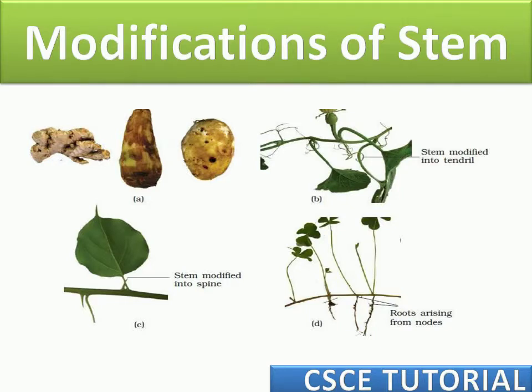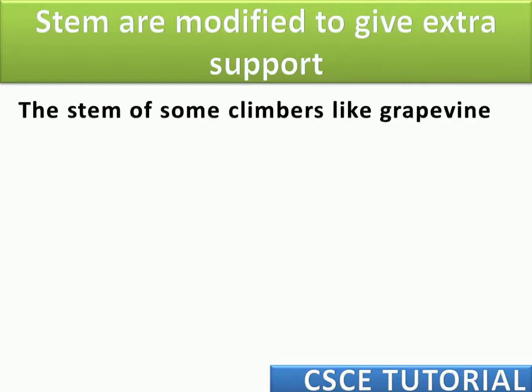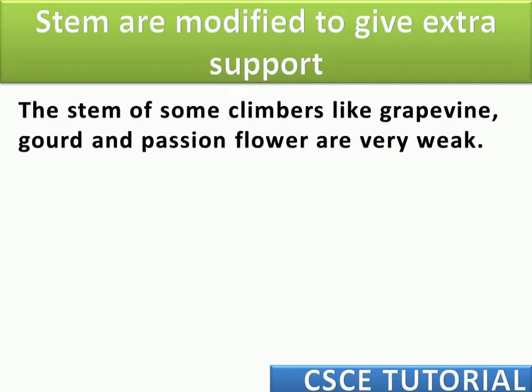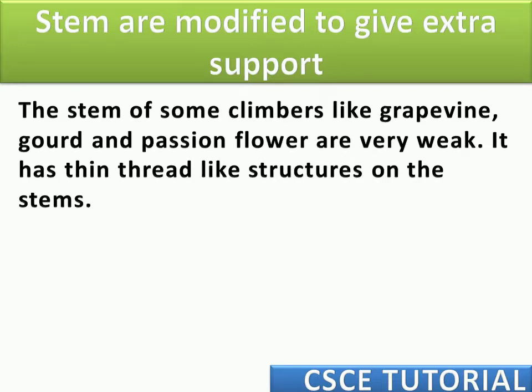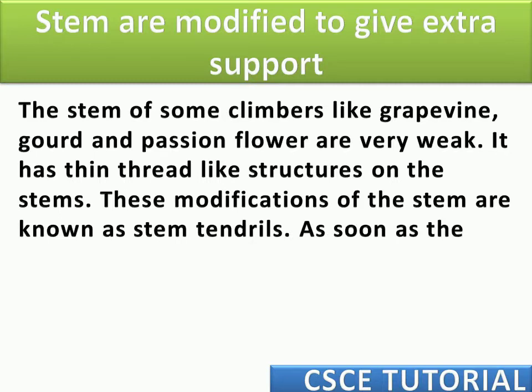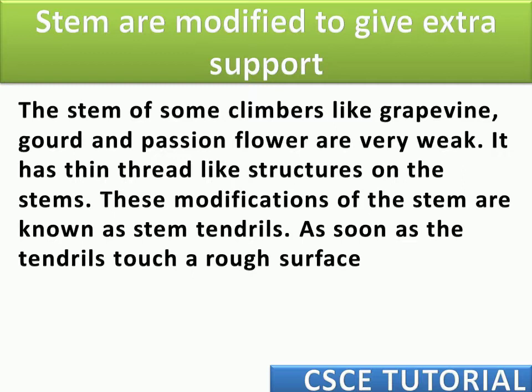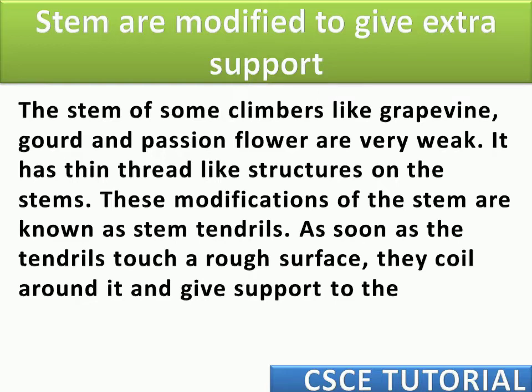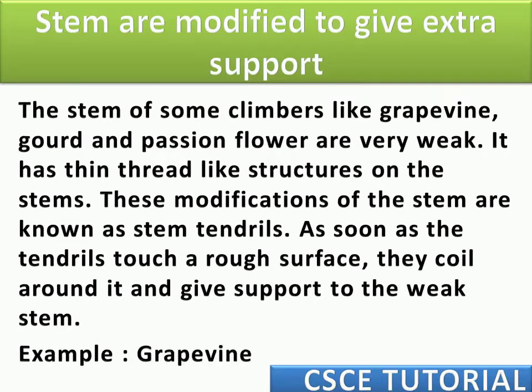Modifications of stem. Stems are modified to give extra support. The stems of some climbers like grapevine, gourd, and passion flower are very weak, and have thin thread-like structures on the stems. These modifications of the stem are known as stem tendrils. As soon as the tendrils touch a rough surface, they coil around it and give support to the weak stem. Example: grapevine, passion flower, etc.